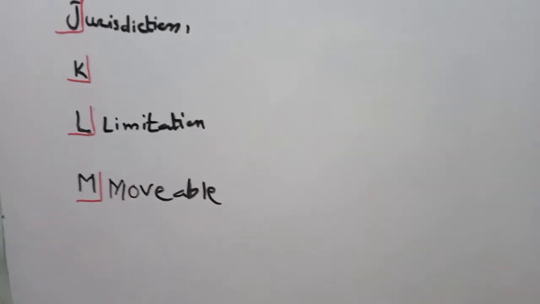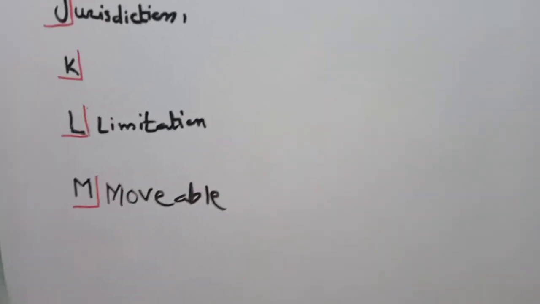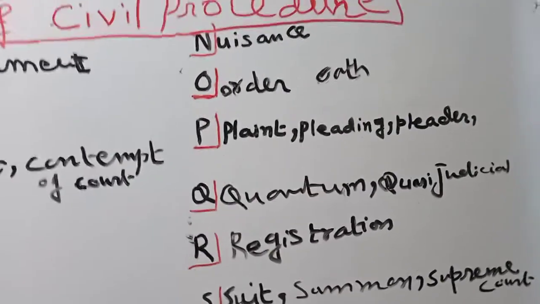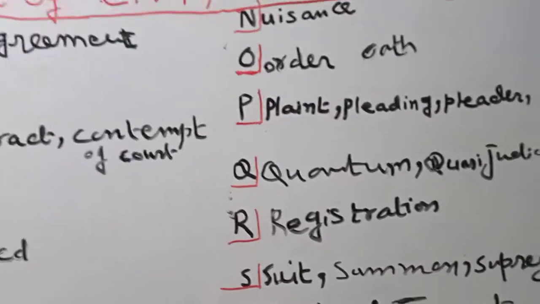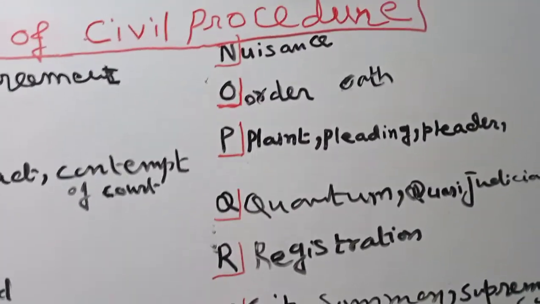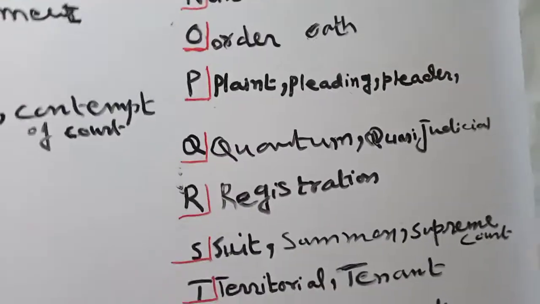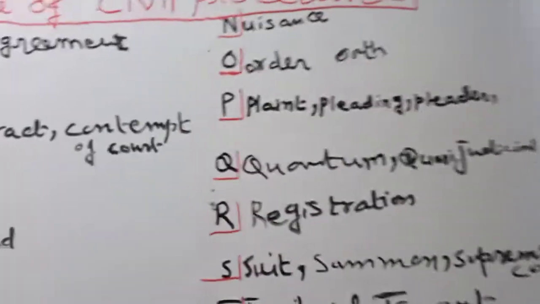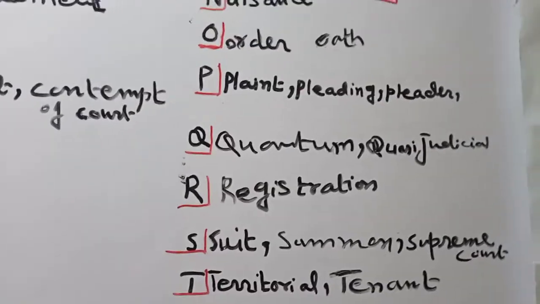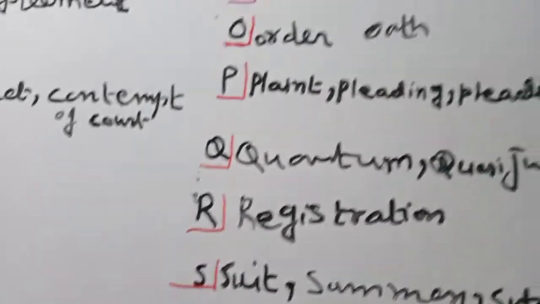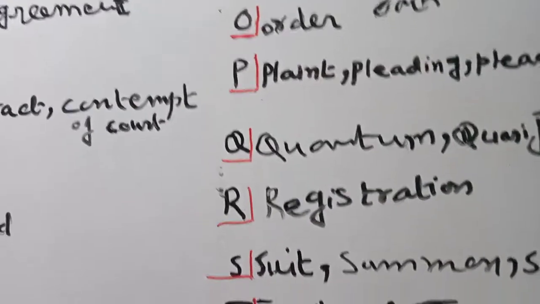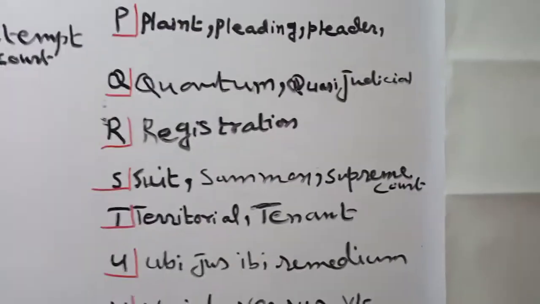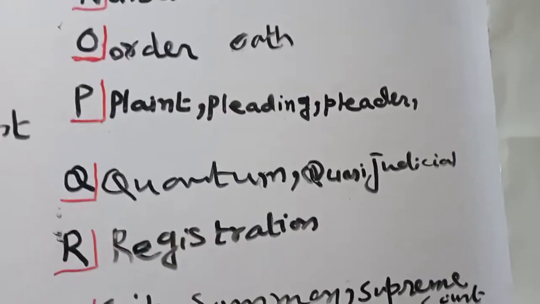Movable means which can move. Car is also a movable property. Nuisance means any disturbance, anything which is disturbing, public or private, anybody. Order means order. It can be a single order, any order of a judge, is called order. Oath, taking oath, giving oath.